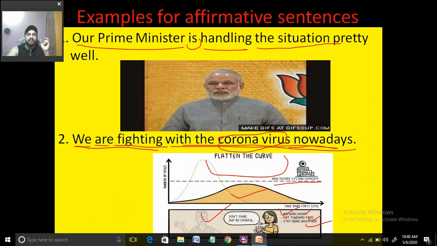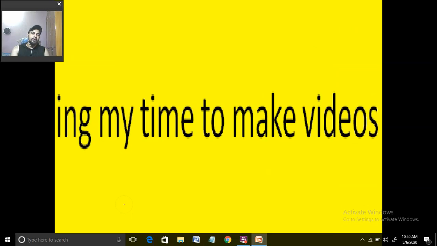Suppose you are sick, stay at home, don't go out and give it to somebody else. It's not like a tag game we are playing, so don't share it with somebody. We say share the food, but we don't say share the virus. So kindly stay at home. So here is the literal example for the present time going on action, that is we are fighting with the coronavirus nowadays. Now the next is we are having the example.